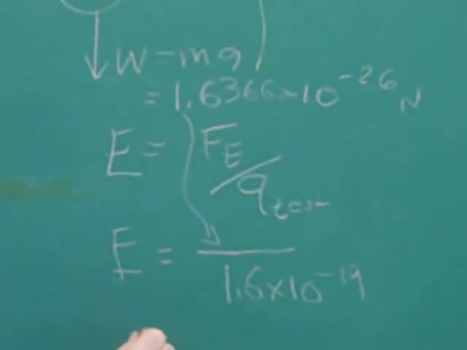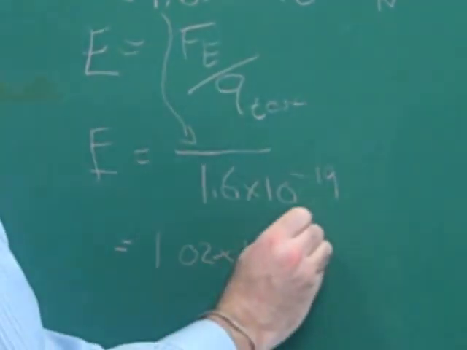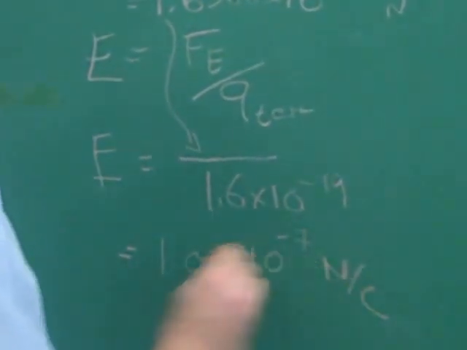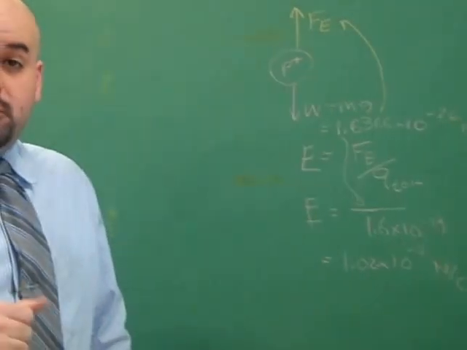Do the division and you will find the field to be 1.02 times 10 to the minus 7th. And unit? You got it. Newtons over coulombs. Boom. Simple, easy, brilliant. But let's go to number 2 right now.